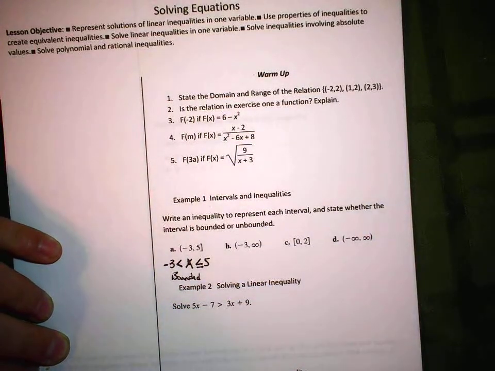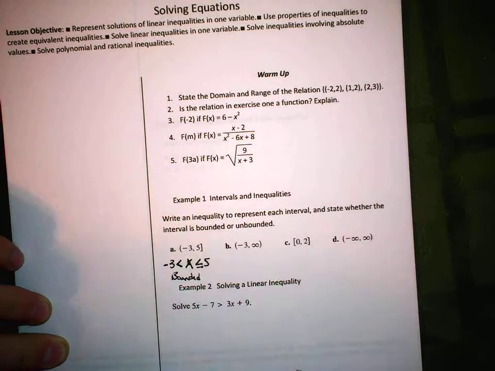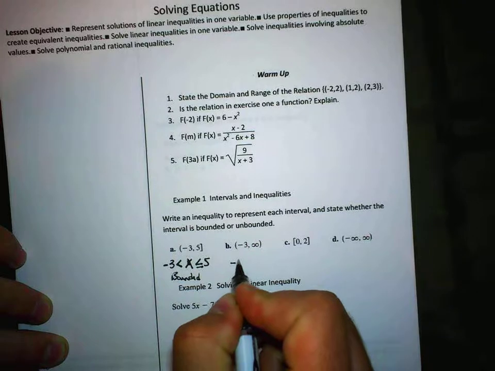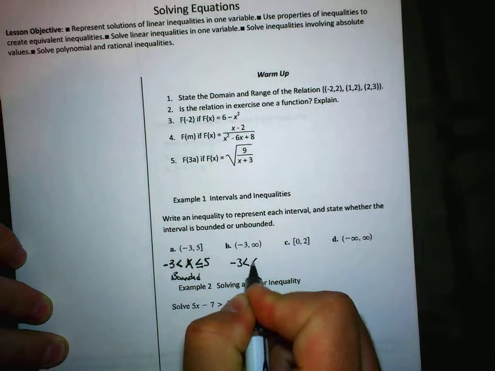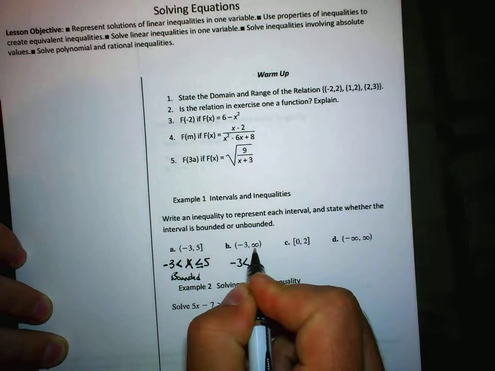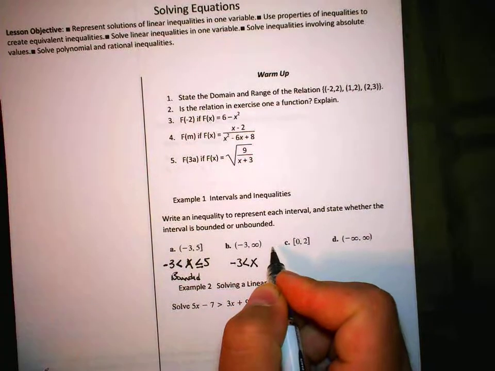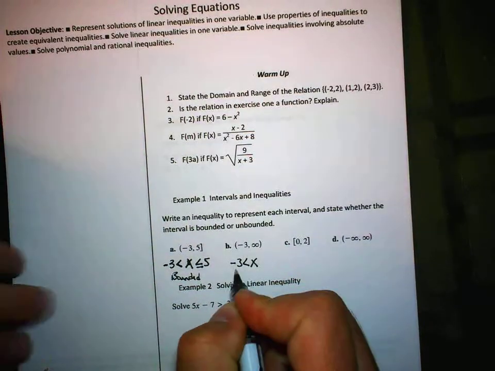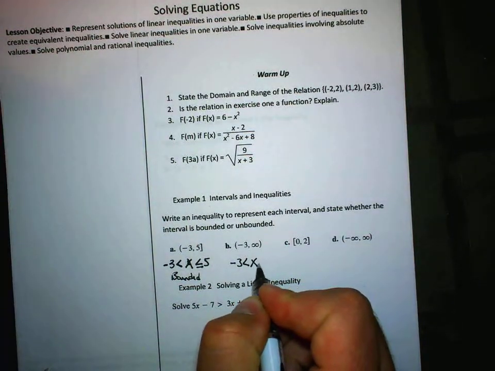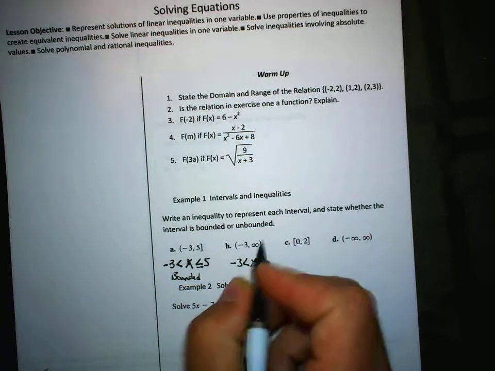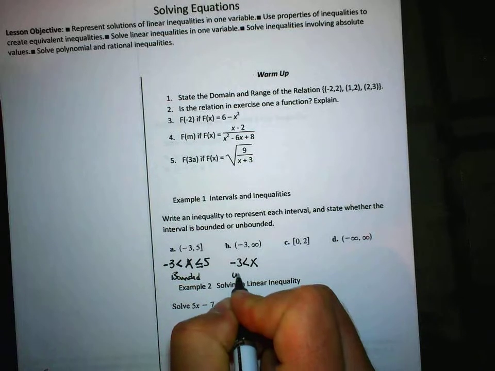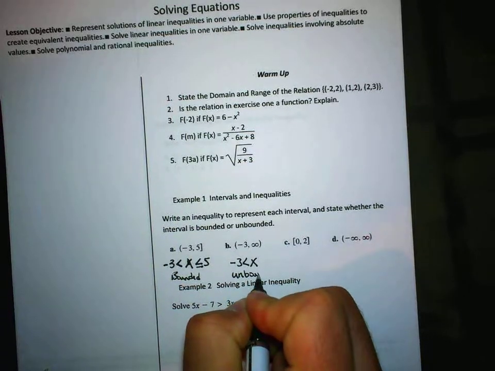Now, looking at example B here, we're saying that -3 is less than the value of x, but x goes to all real numbers from that point. So we're not going to say x is less than infinity. X is going to be all real numbers up to infinity, so we're just going to say that this is an unbounded interval.